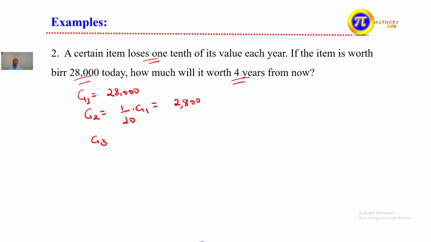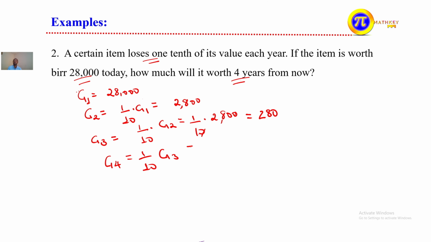The third term g3 is equal to 1 over 10 times 2,800, cancelling a zero, what remains is 280. How much will it be worth four years from now? The fourth year, g4, is equal to 1 over 10 of g3, which is 1 over 10 times 180, cancelling zero by zero, what remains is 20. So in the fourth year from now, the price will be 28 birr. This is what I wanted.